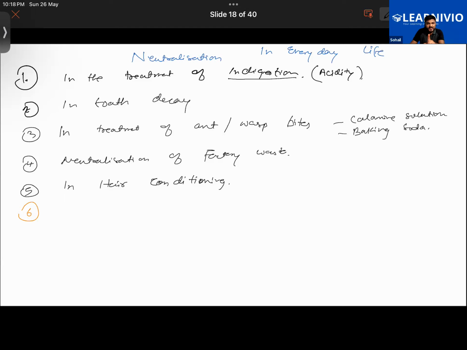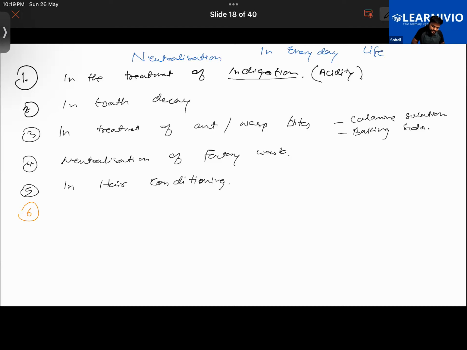Keep this thing in mind: excessive use of chemical fertilizer makes the soil acidic, not basic. Such acidic soils can be treated with bases. For example, mostly what people do is add quick lime, calcium oxide, to the soil. Quick lime is a basic substance, so that will neutralize the impact of the acid. And as a result, the soil will become neutral.